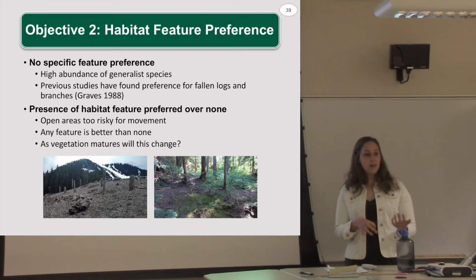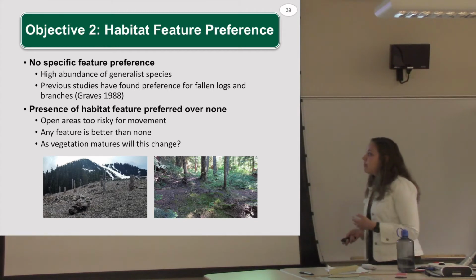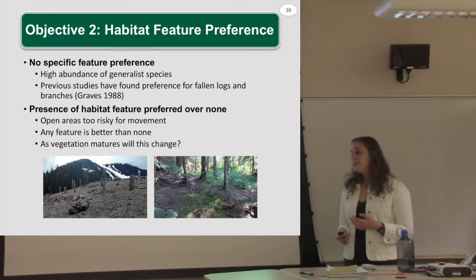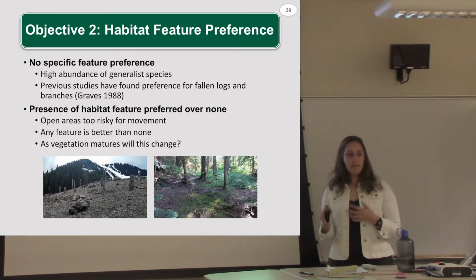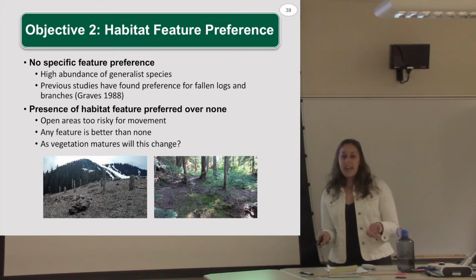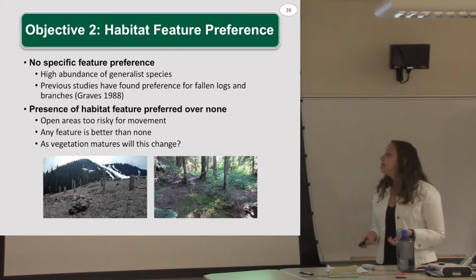So once again, fallen logs, brush piles, rock piles. And this may be due to the higher abundance of generalist species that we captured. Since generalist species are really flexible with their environmental requirements, tolerant of a variety of conditions, they may just not really care which habitat feature they're using.